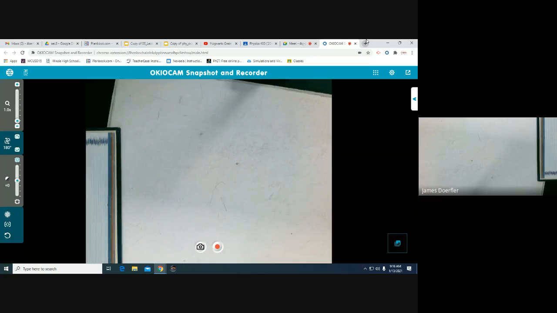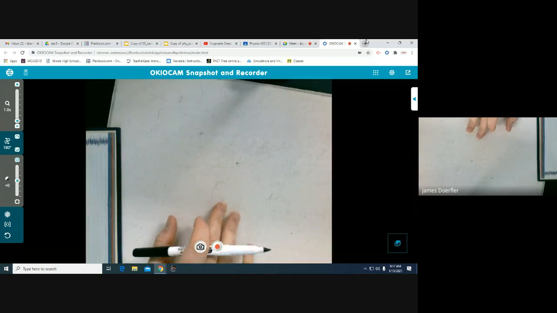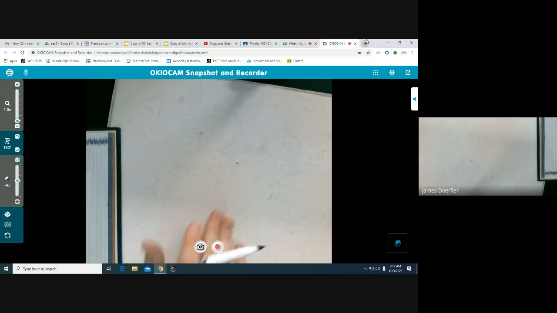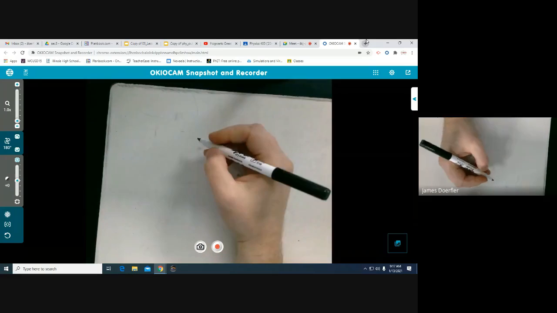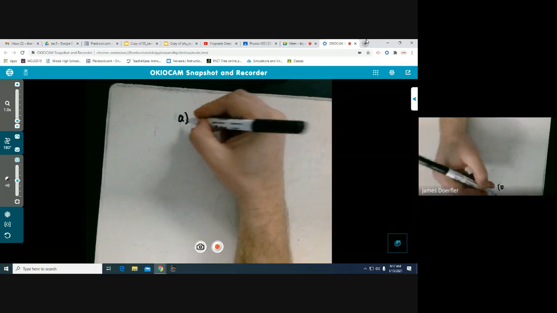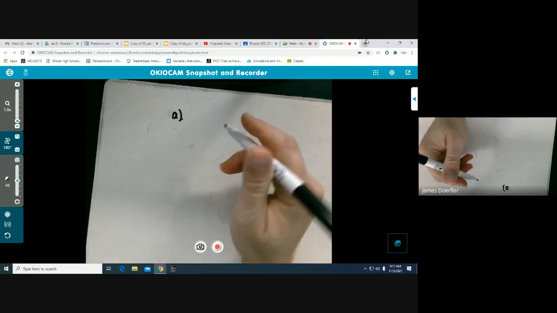A 0.25 kilogram arrow with a velocity of 12 meters per second to the west strikes and pierces the center of a 6.8 kilogram target. What is the final velocity of the combined mass, and what is the decrease in kinetic energy during the collision? Okay, so it's a two-parter, just like what we saw in our practice. So I'm going to call it part A.